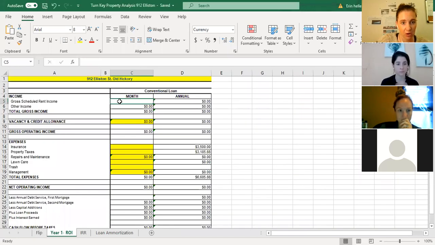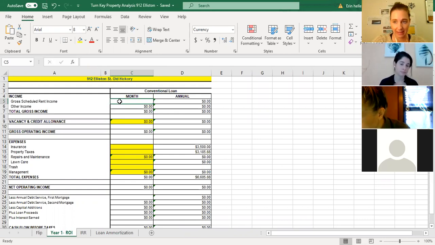Okay, so let's start at the bottom. When we are analyzing a property, before you purchase it, you want to start with the most conservative, or sort of the worst case scenario. So I would always underestimate anything coming in and overestimate anything going out, just as a rule of thumb.